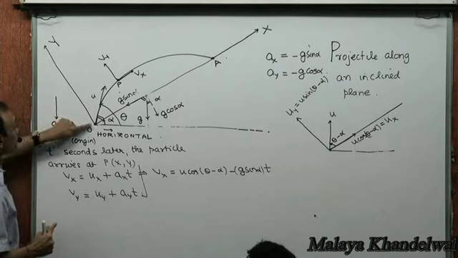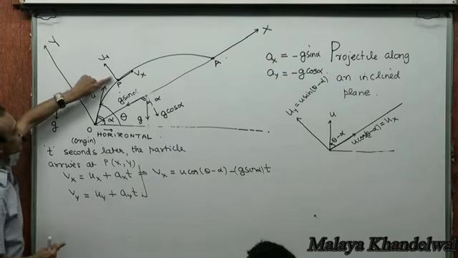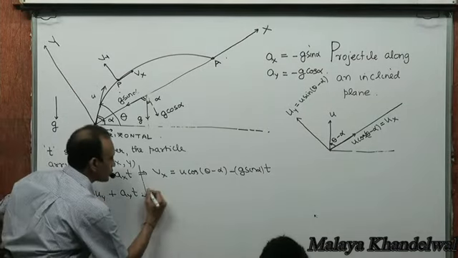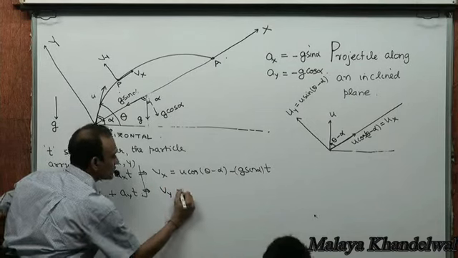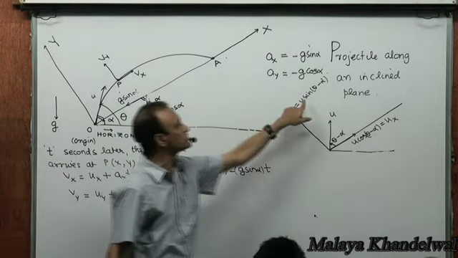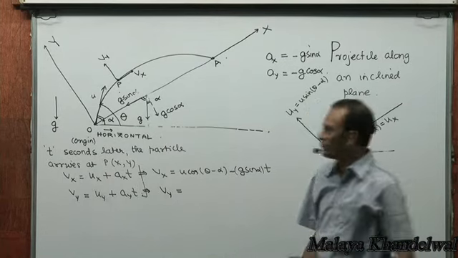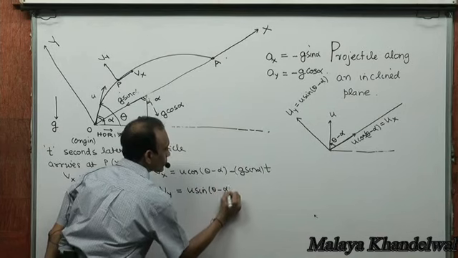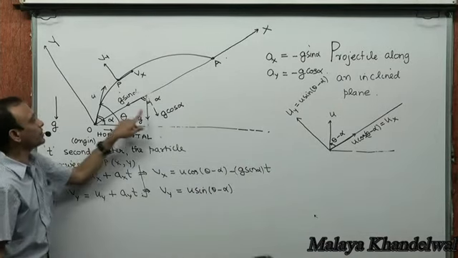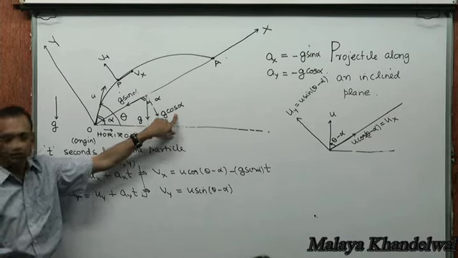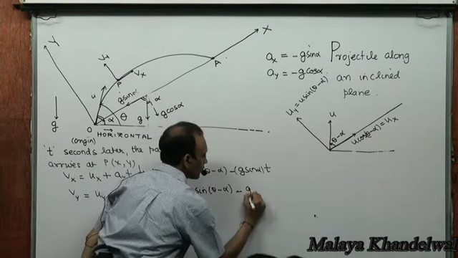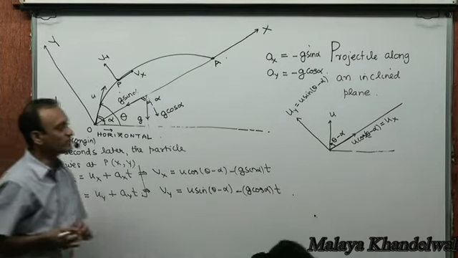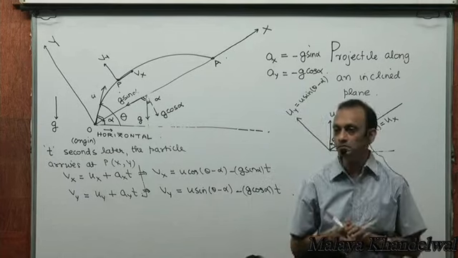Now the velocity component perpendicular to the plane, meaning parallel to the y-axis, t seconds later is given by this. That is, Vy is the initial velocity in the y direction. What's the initial velocity in the y direction? U sin(theta minus alpha). And what's the acceleration in the y direction? Minus g cos alpha, into t. That's the velocity in the x and the y direction t seconds later, right?